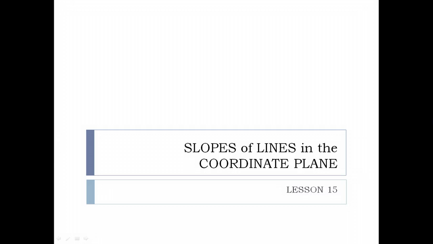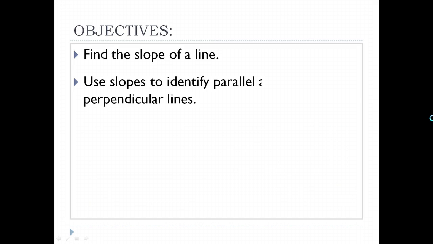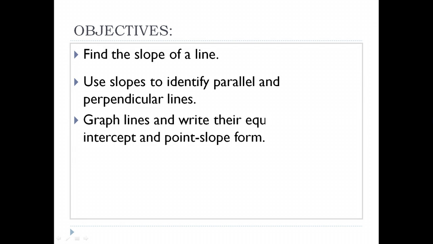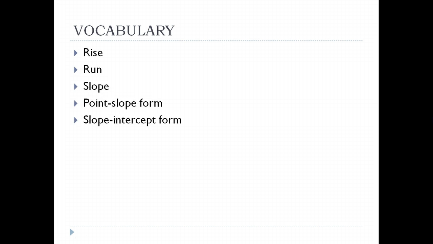Lesson 15, Slopes of Lines in the Coordinate Plane. Your objectives are to find the slope of a line, use the slopes to identify parallel and perpendicular lines, graph lines and write their equations in slope-intercept and point-slope form, classify lines as parallel, intersecting, or coinciding. Your vocabulary words: rise, run, slope, point-slope form, and slope-intercept form.